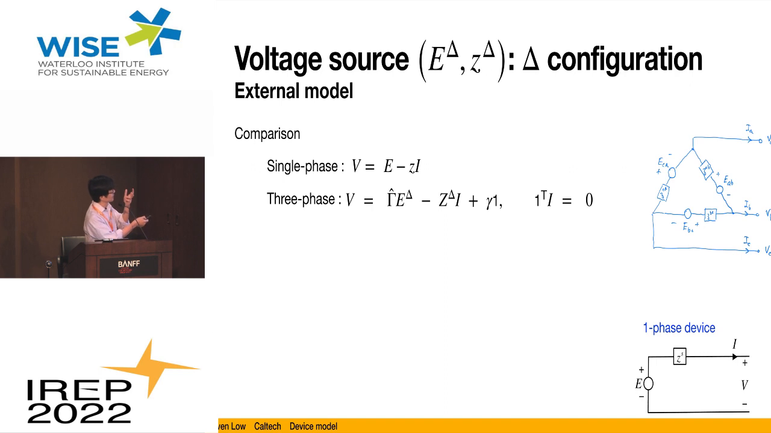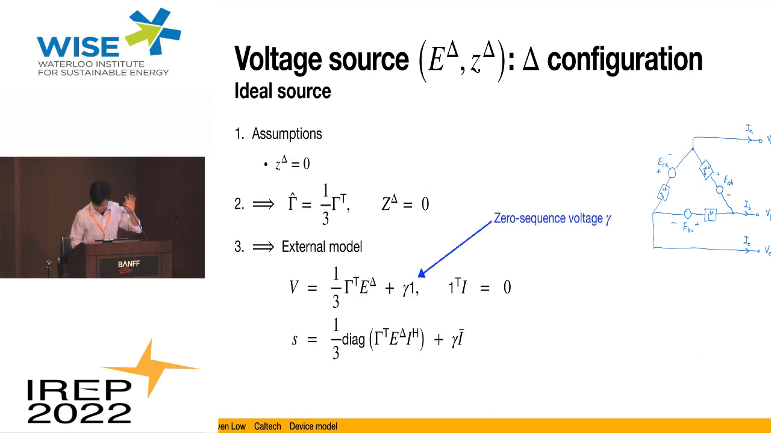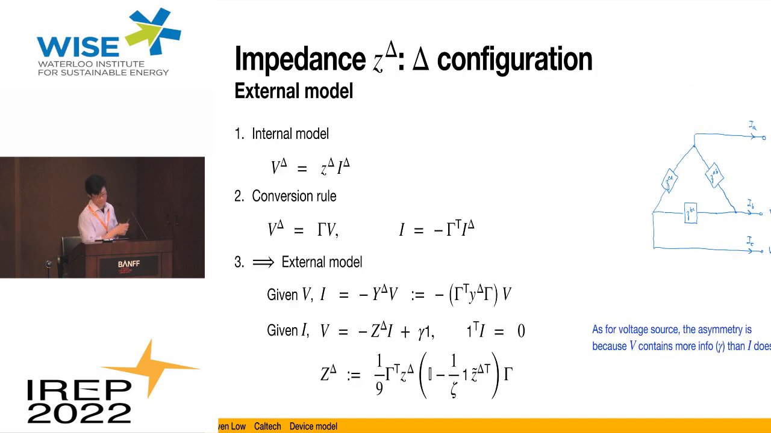So given V, you can map directly and uniquely into the I vector, the terminal current. But given I, you can only determine the voltage up to a constant, the zero sequence voltage. And the reason is because V contains more information than I. So let me leave it at that. So this is the relationship. It's very simple. A couple of manipulations, you get this expression.